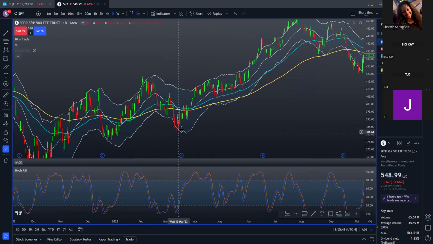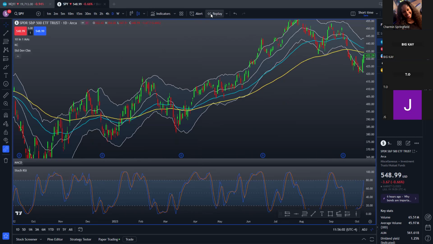Same thing, the 50 is above the 100, gets outside the Keltner channel. I'm looking at it, we're oversold. I'm like, real cool. Another thing I was doing last night was I was also putting on my standard deviation.